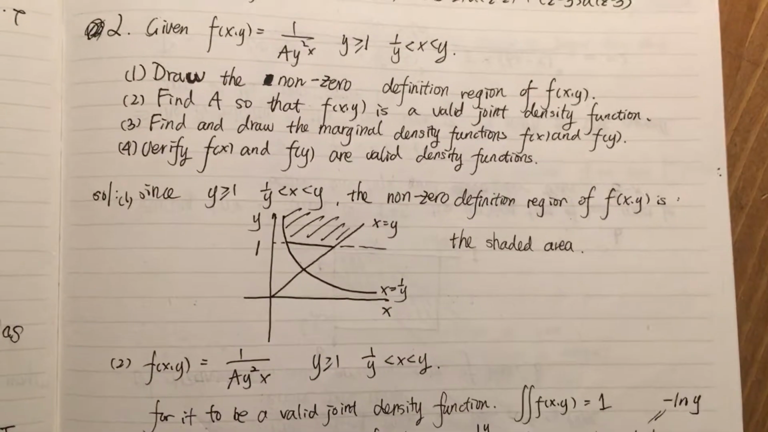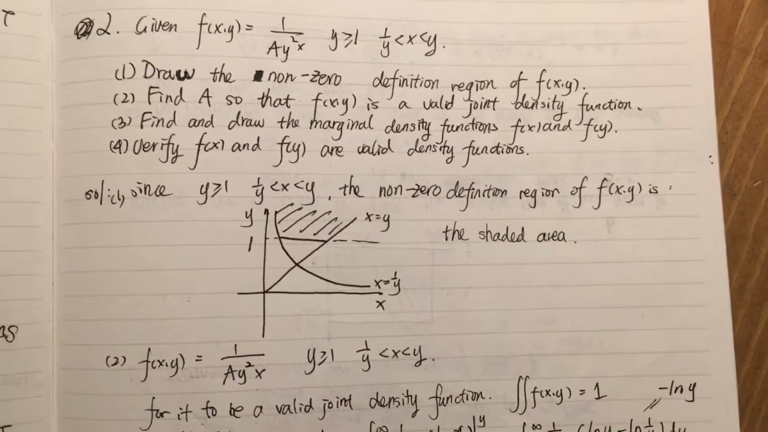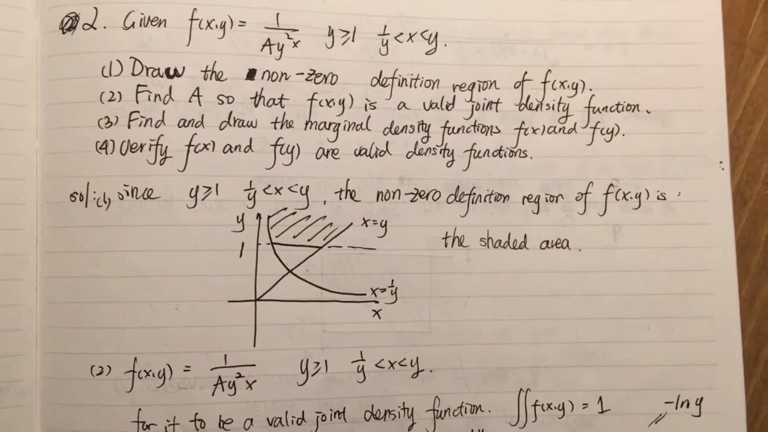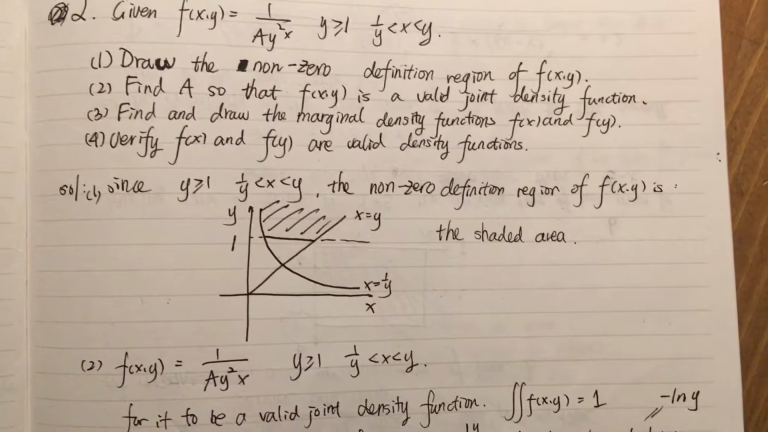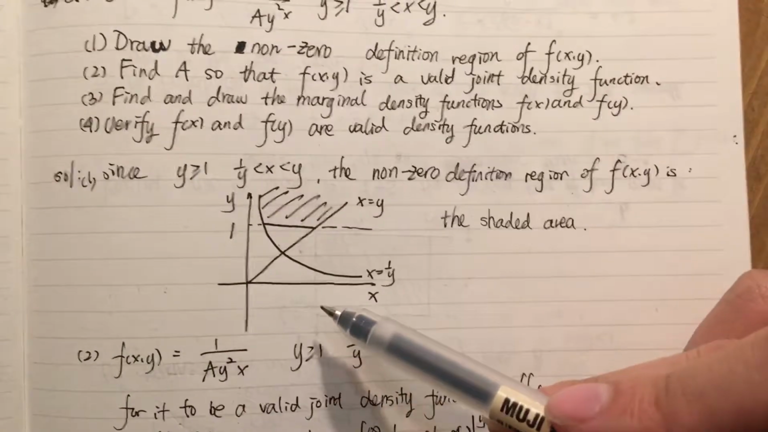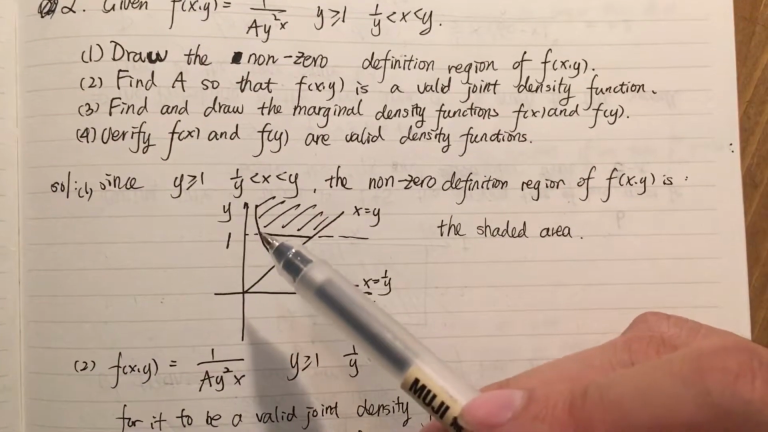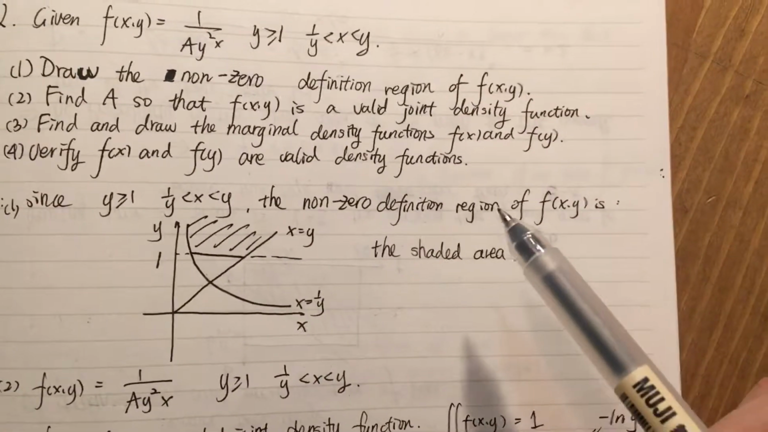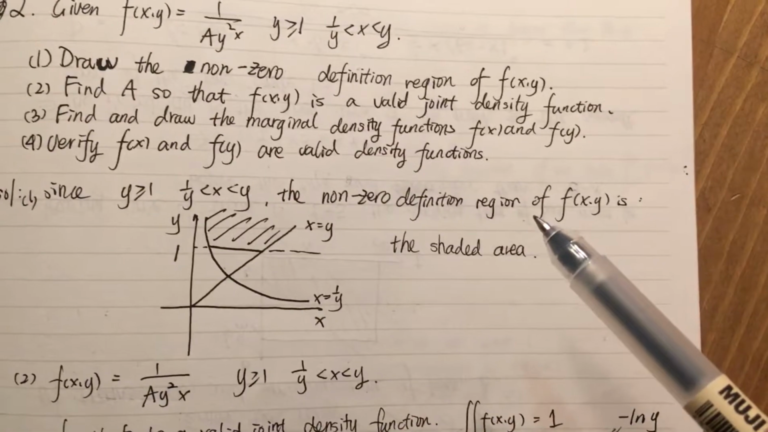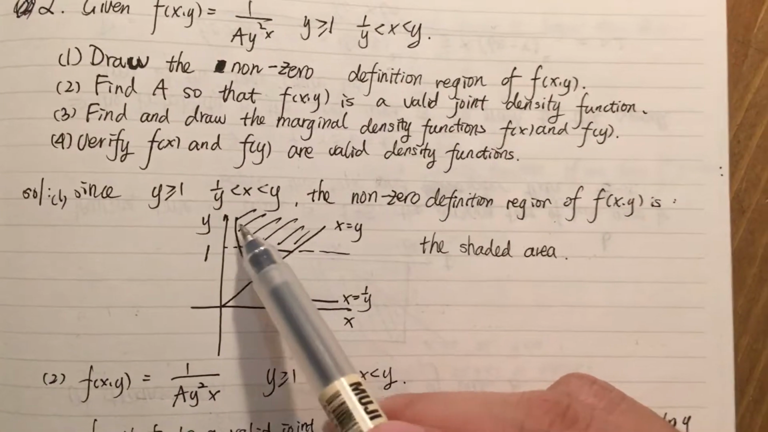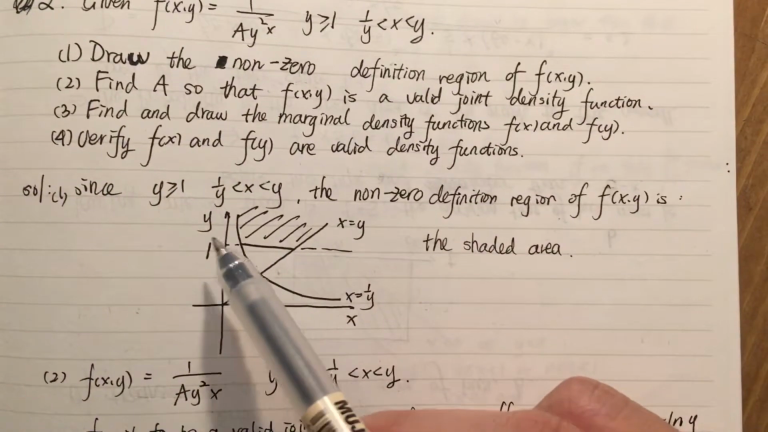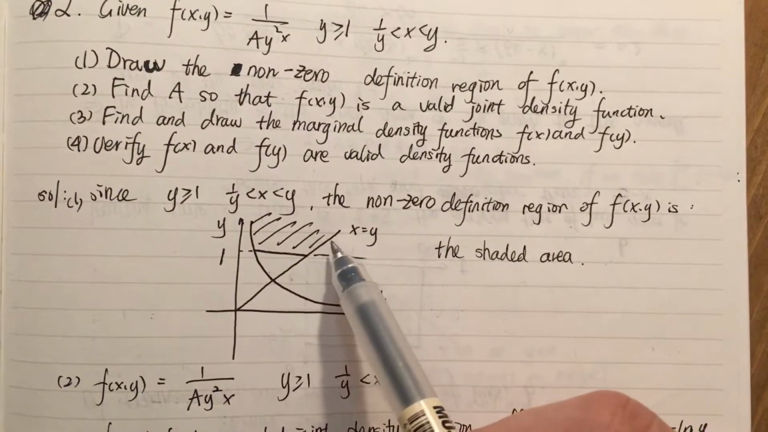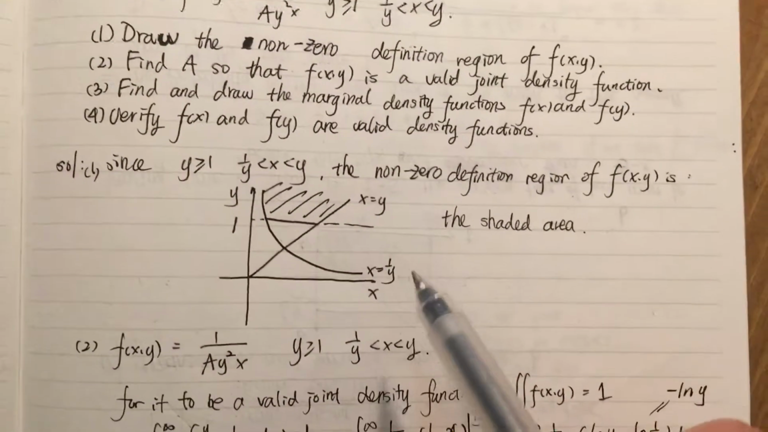The first question we solve by drawing a graph and illustrating the domain areas and the two functions of x and y. We can sketch it like this. Since y is larger than or equal to 1 and x is between 1 over y and y, the non-zero definition region of f of x and y is this shaded area, where it is above y equal to 1, and between these two lines where x is equal to y or x is equal to 1 over y.